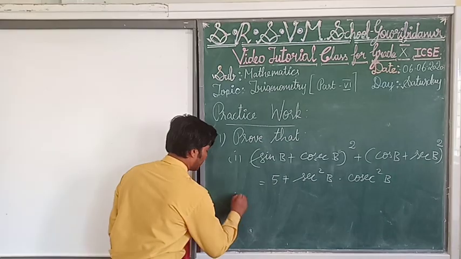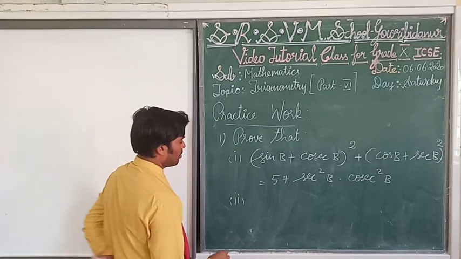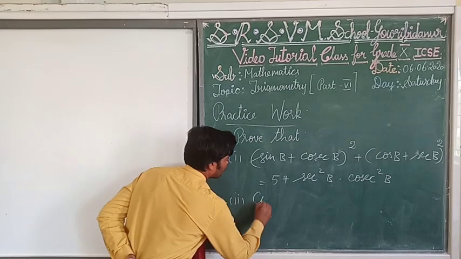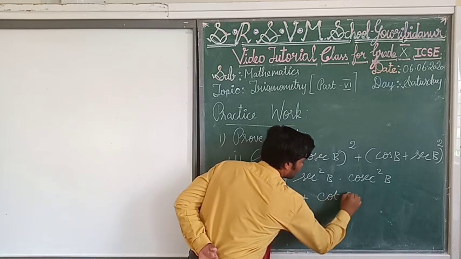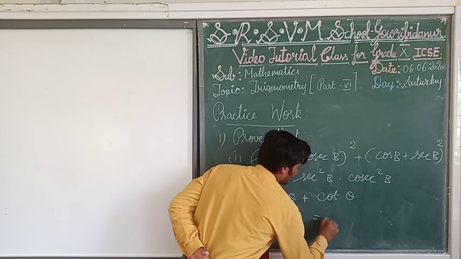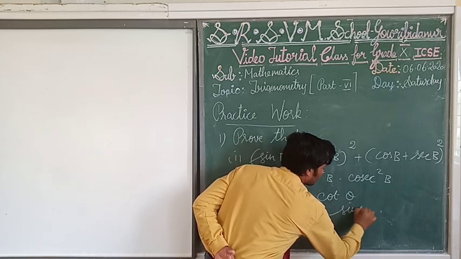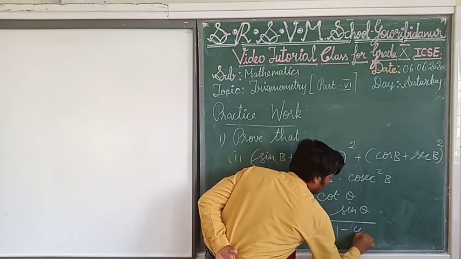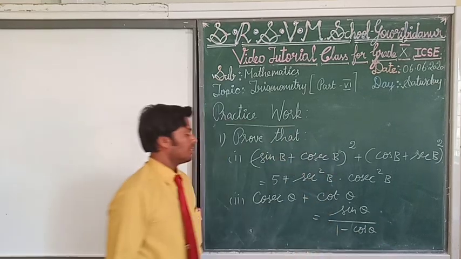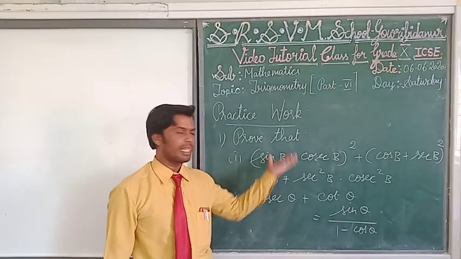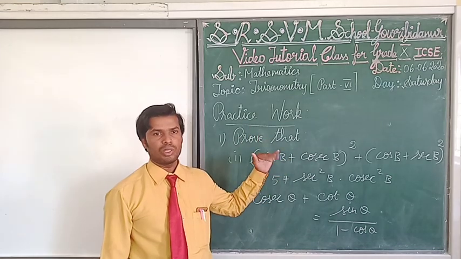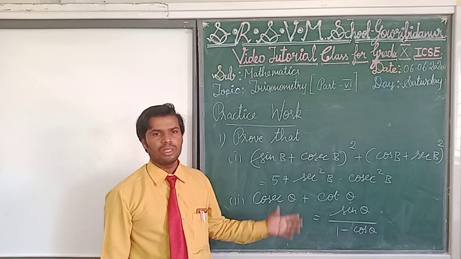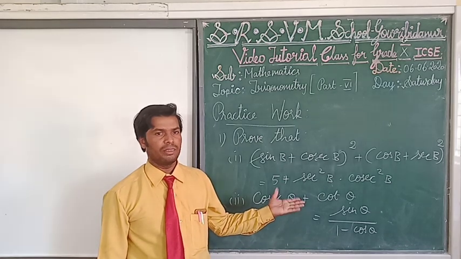Second sum: cosecant theta plus cot theta is equal to sin theta divided by 1 minus cos theta. This is also the same. We have already seen a model little bit similar to this in previous videos, so refer to that one also. You will get a proper idea.